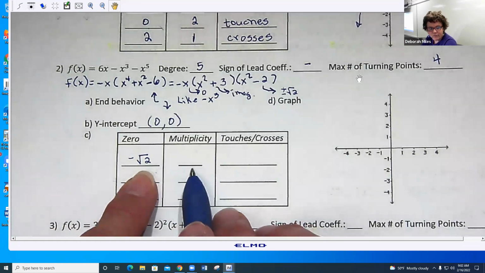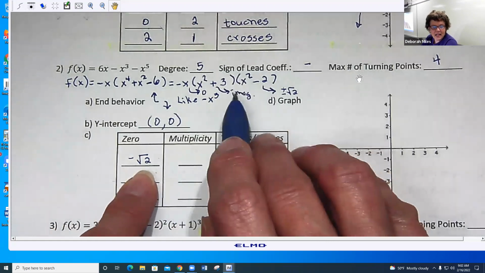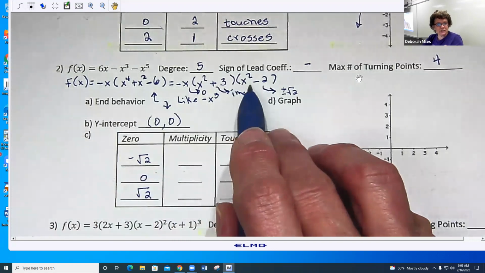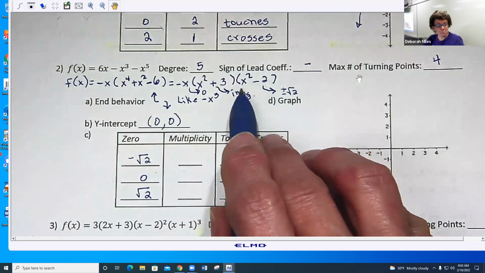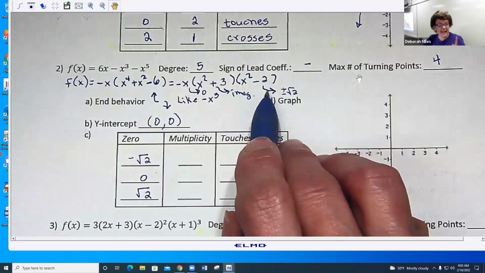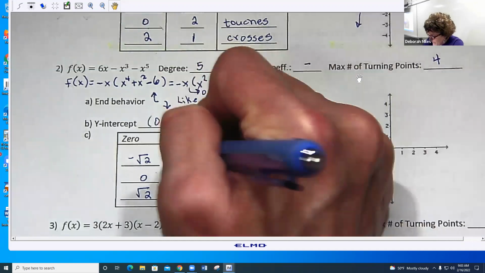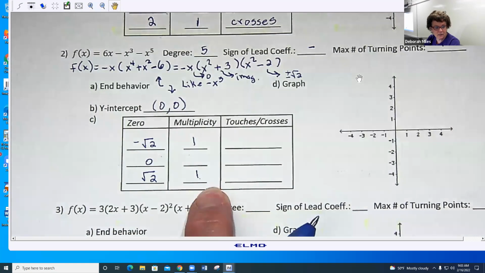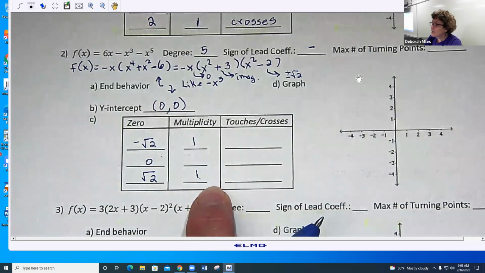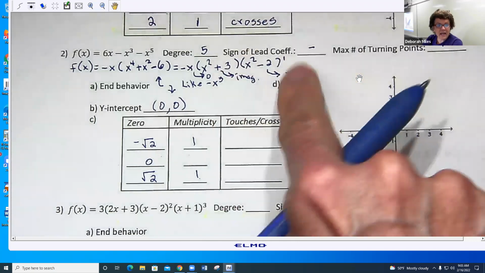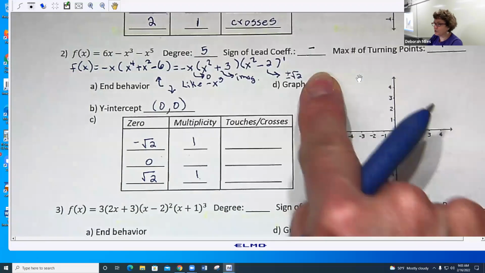You have to be careful with this, that actually will factor into x plus square root of 2 times x minus square root of 2. Yeah, each one of those has an exponent of 1. So each one of those zeros has a multiplicity of 1. You're looking at the exponent to which that whole factor is raised.